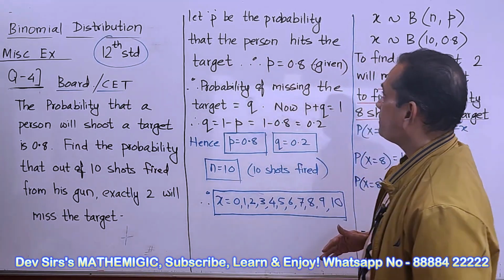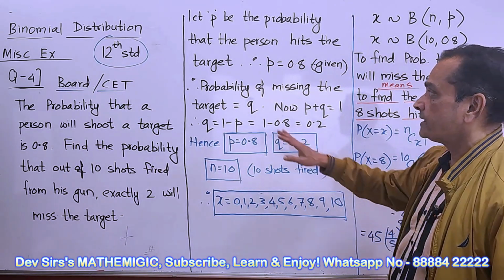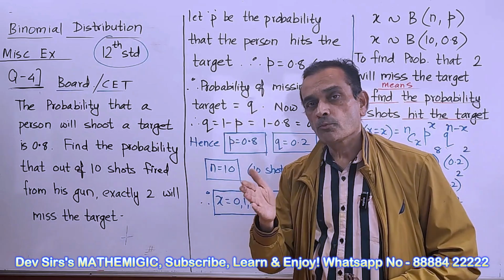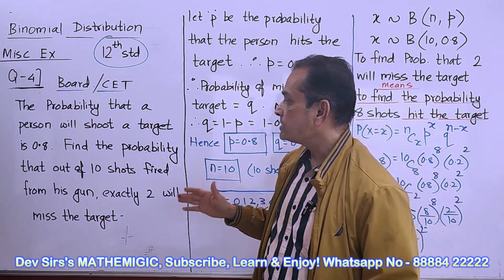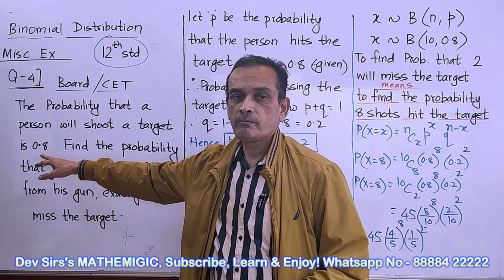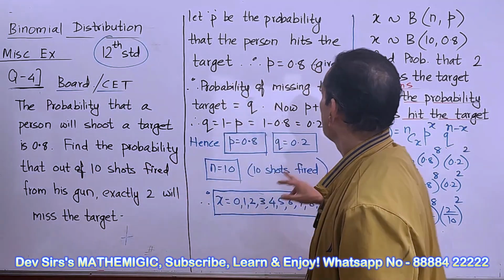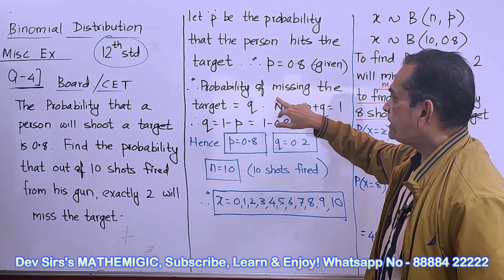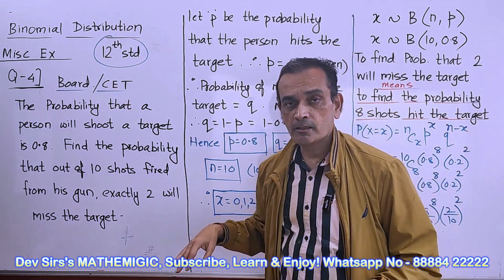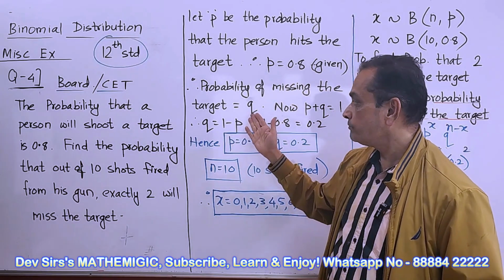Let P be the probability that the person hits the target. So the probability of the person hitting the target is given to us. How much is it? 0.8. It's given. So P equal to 0.8. The probability of missing the target, let us call it Q.